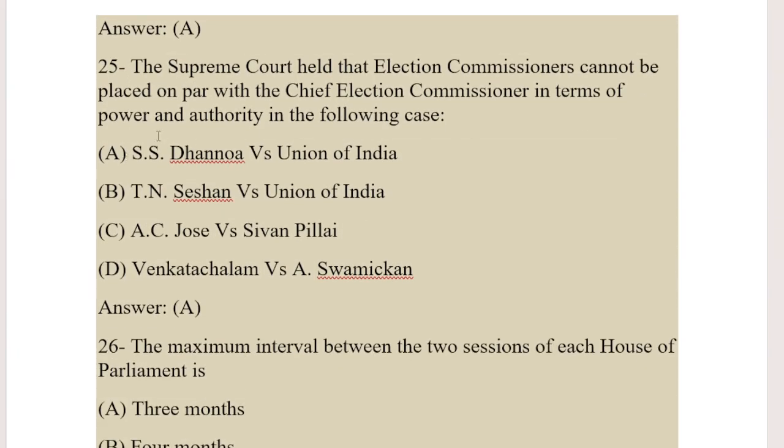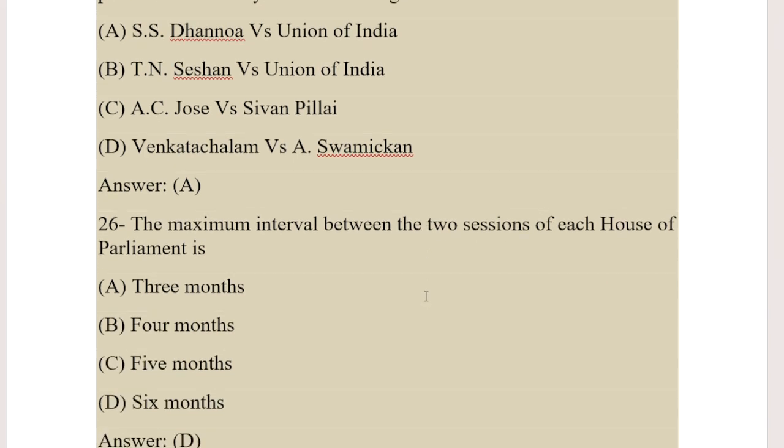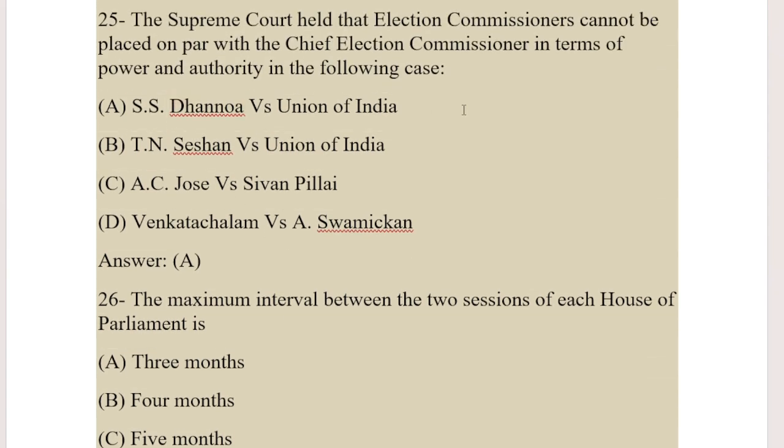And the next question is, the Supreme Court held that the Election Commissioner cannot be placed on par with the Chief Election Commissioner in terms of power and authority in the following cases: S.S. Dhanoa versus Union of India, T.N. Seshan versus Union of India, A.C. Jose versus Sivan Pillai, and Banwarilal versus Swami Kan. And the right answer is option A, S.S. Dhanoa versus Union of India.